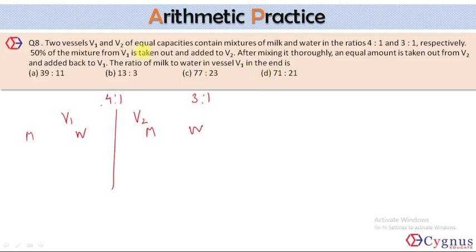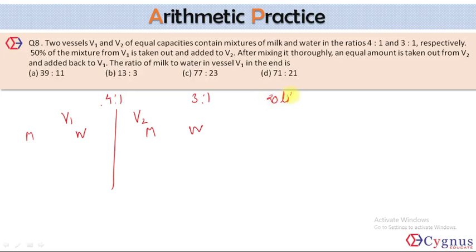Two vessels V1 and V2 of equal capacities. Let's assume that the capacity is X, Y, Z, anything. But it's better to assume some values here. If you look at this ratio, it's 4:1, that means there are 5 parts. And this is 3 plus 1, 4 parts. So we'll take a multiple of 4 and 5 both.